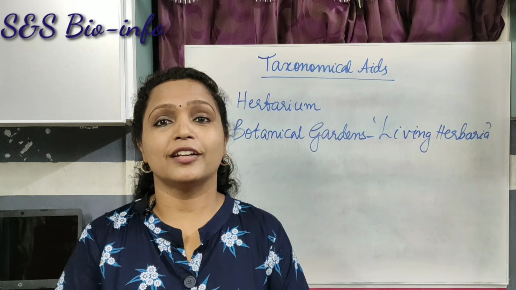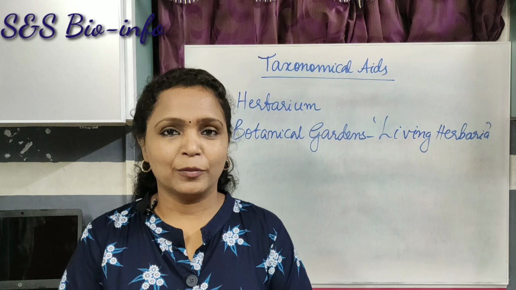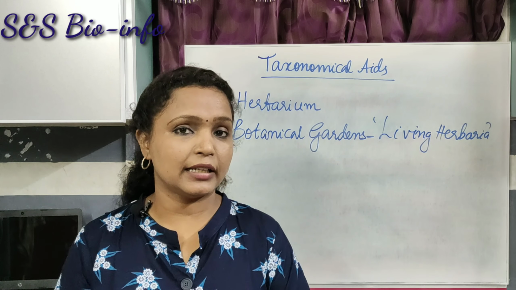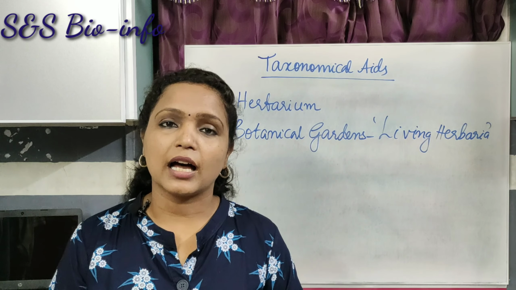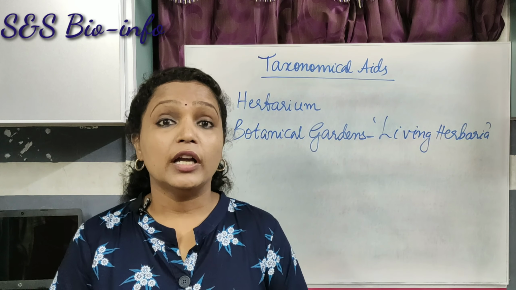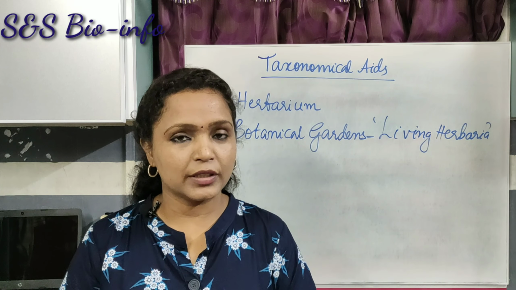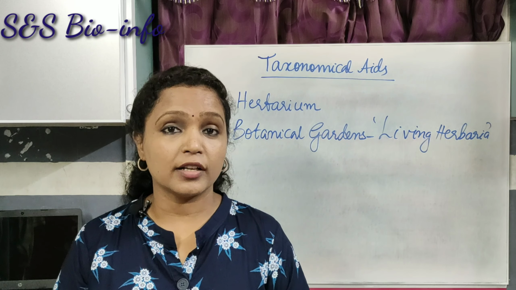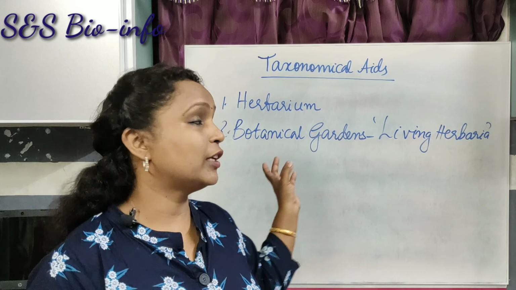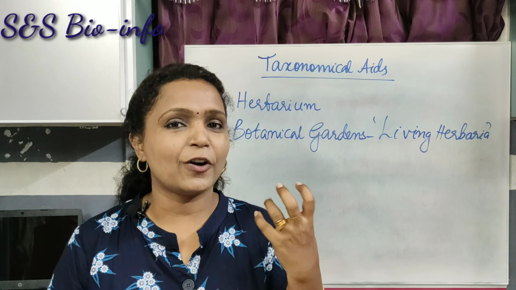Do you know why? Because we can see the living plants, that means the live plants, in the botanical garden. There are known plants and unknown plants in the botanical garden. The known plants are displayed or labeled with their scientific name and English name. So it is easy to identify each type of plant in the botanical garden. So as it provides more information regarding a particular plant species, the botanical gardens are also known as living herbaria, as they consist of living plants.